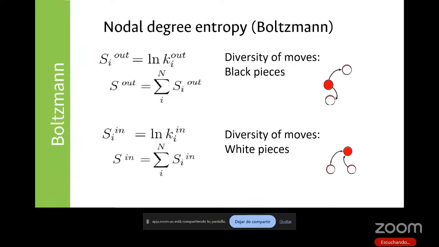Then we are talking about diversity. We will construct an entropy quantity, which is similar to the Boltzmann entropy, just like the log of the degree, both for the out degree and the in degree.